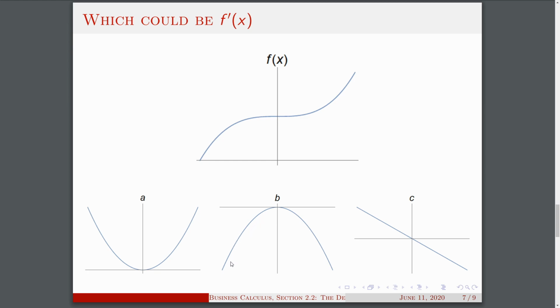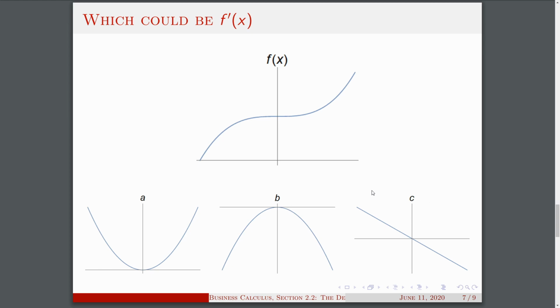Let's see, does B fit that description? B is negative over here. That should mean that f of x is decreasing for these x values, but it's not. It's increasing. And B also says that function f should be decreasing over here, but it's not.